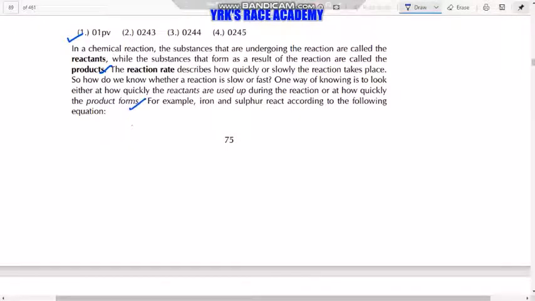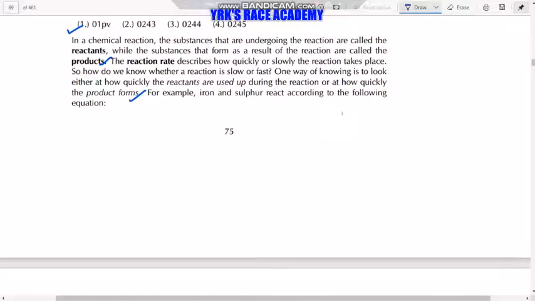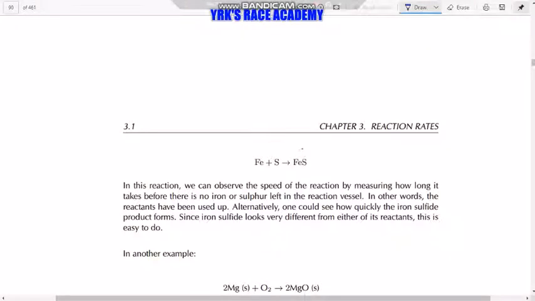For example, iron and sulfur react according to this reaction: Fe plus S gives FeS. In this reaction, we can observe the speed of the reaction by measuring how long it takes before there is no iron or sulfur left in the reaction vessel. In other words, the reactants have been used up. Alternatively, one could see how quickly the iron sulfide product forms. Since iron sulfide looks very different from either of its reactants, this is easy to do.